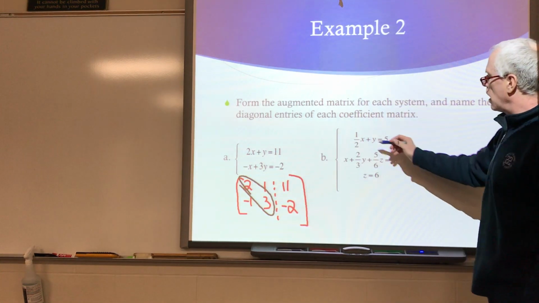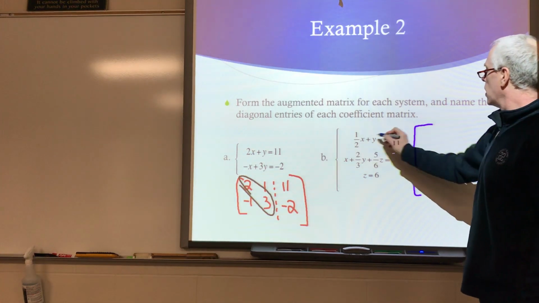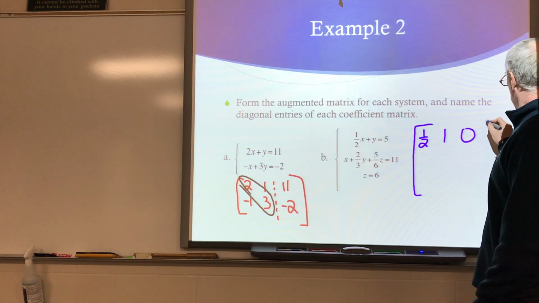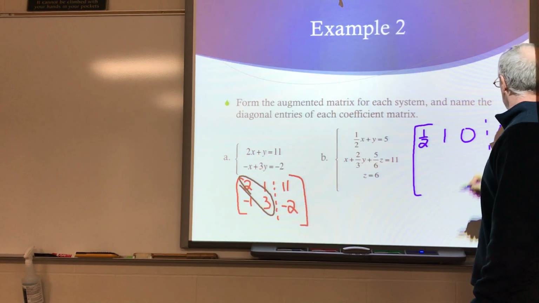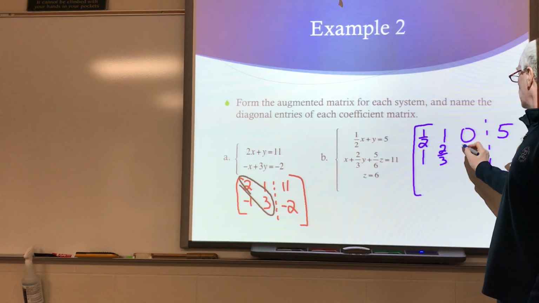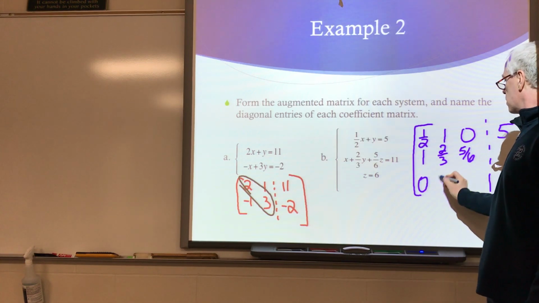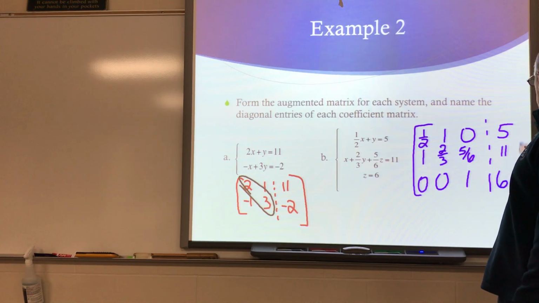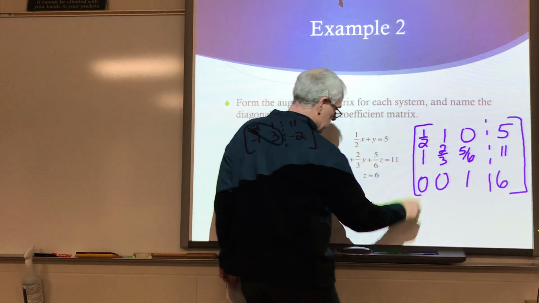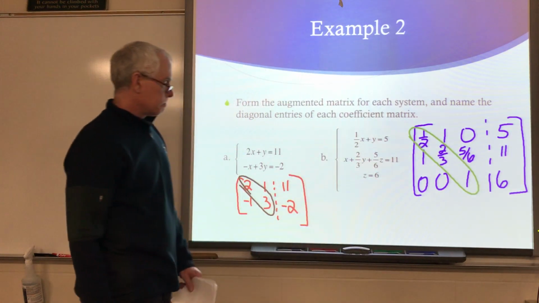Over here, I've got 3 equations and 3 unknowns, so I'm going to need 3 rows. My x is a 1/2, my y is a 1, my z is a 0, and on the other side of the equal sign, the constant's a 5, okay? My x is a 1 in the second row, my y is 2/3, my z is 5/6, and there's an 11 on the other side. In the last row, no x, no y, my z is a 1, and my constant term is a 6 on the other side. And then the diagonal entries for this one are those right there, okay?